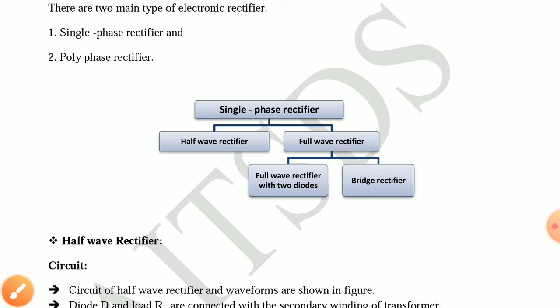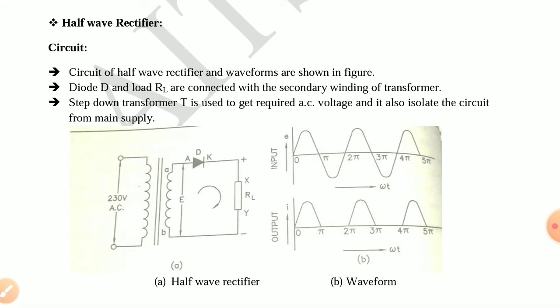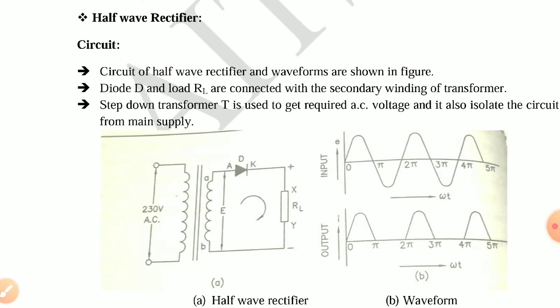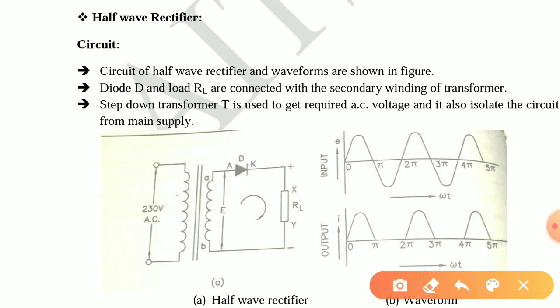So now first we discuss the half wave rectifier. In any rectifier, first the circuit and then the working is described. So first here we understand the circuit of the half wave rectifier. In the circuit diagram we observe one transformer, one diode and a resistor are used. Here we describe the circuit of the half wave rectifier and the waveforms are shown. The diode D and load resistor RL are connected in the secondary winding of the transformer.